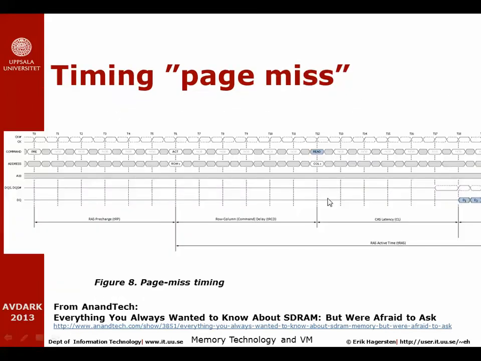Here's an example of a very slow access where it takes 18 cycles to get the first piece of data out. And what's happening here is we have some kind of pre-charge going on. We have row, column. So we have to read out the line from the DRAM, and here we identify which column we're interested in, and that's where the data comes out.